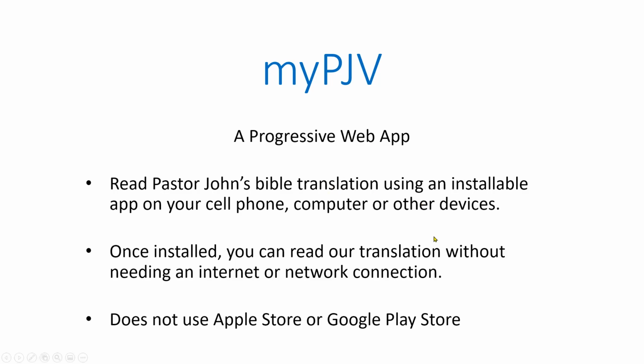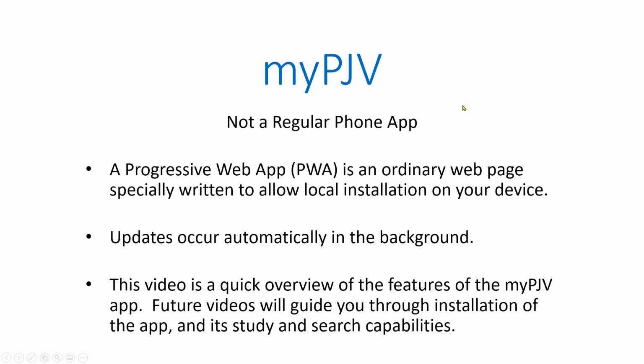Even though it's called an app, the progressive web app means that it does not use the Apple Store or the Google Play Store, and it also means it's a lot easier for me to write it. It's not a regular phone app. A progressive web app is just an ordinary web page that's specially written to allow local installation of the app on your device. Updates will occur automatically in the background. How that happens I'll cover in future videos.